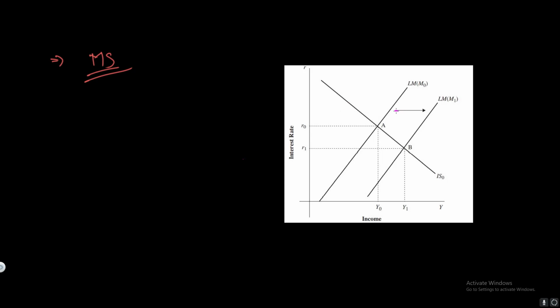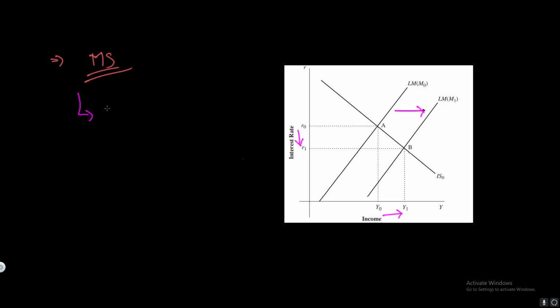When the money supply increases, we know that the LM curve shifts to the right, therefore the income would increase and the interest rate would drop. However, what we need to understand is why does that happen? What is the reasoning behind it? And the reasoning is very simple.